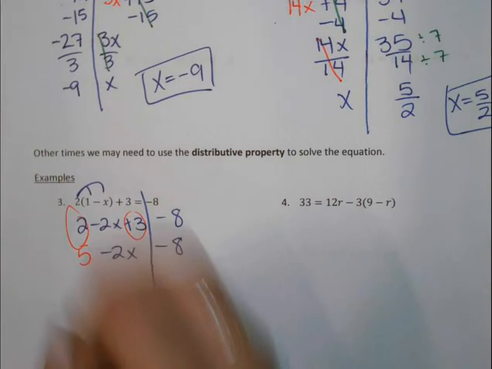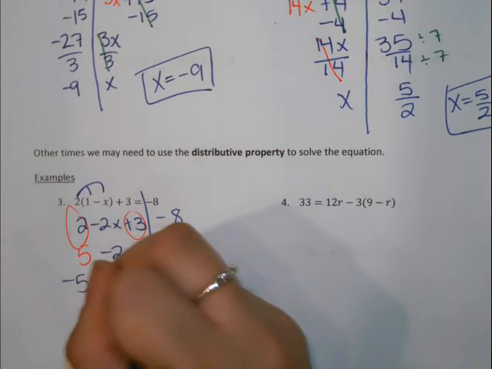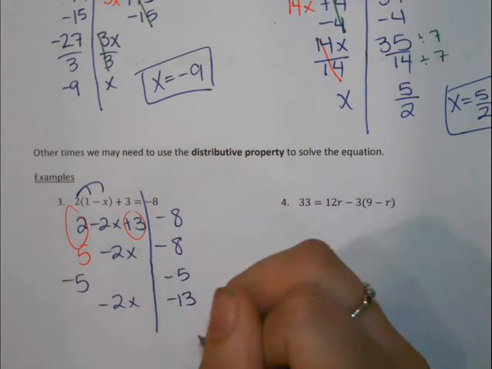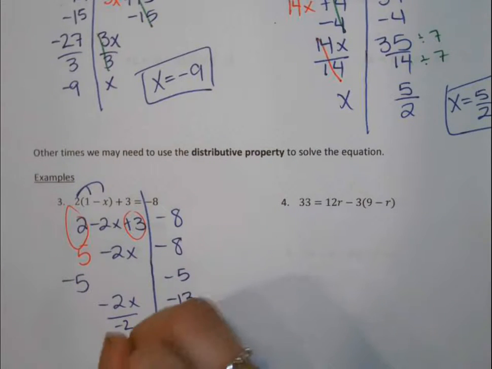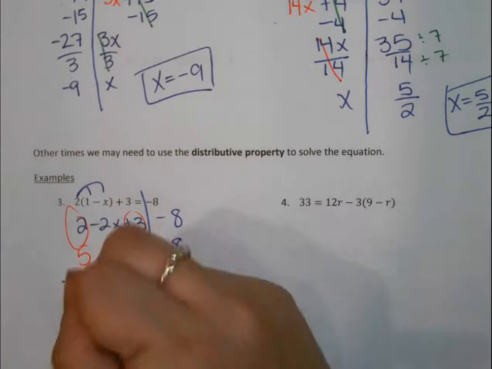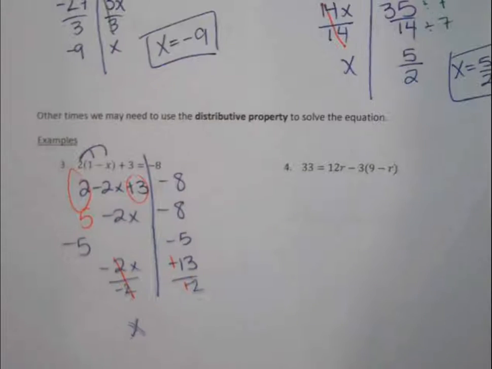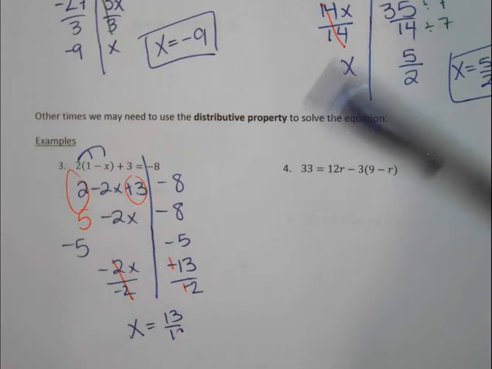Then I'm going to go ahead and subtract 5 on both sides because it was positive. So I have negative 2x. Negative 8 plus negative 5 gives me negative 13. Then I divide both sides by negative 2. The negative 2's on the left cancel out. On the right side, the only thing that I can change is turn both those negatives into a positive. So now I have x equals 13 over 2.